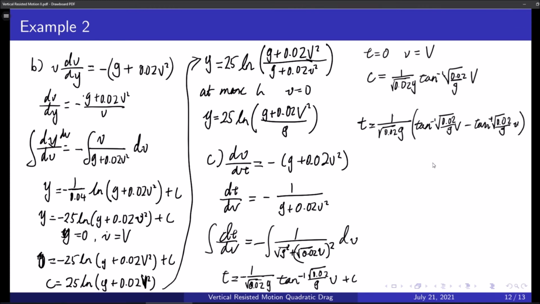Of course, at maximum height, v equals 0, so we just end up with t equals 1 over square root of 0.02 times g times tan inverse of square root of 0.02 over g V. So that's the expression for the maximum height, and this is the expression for the time it takes to reach there.